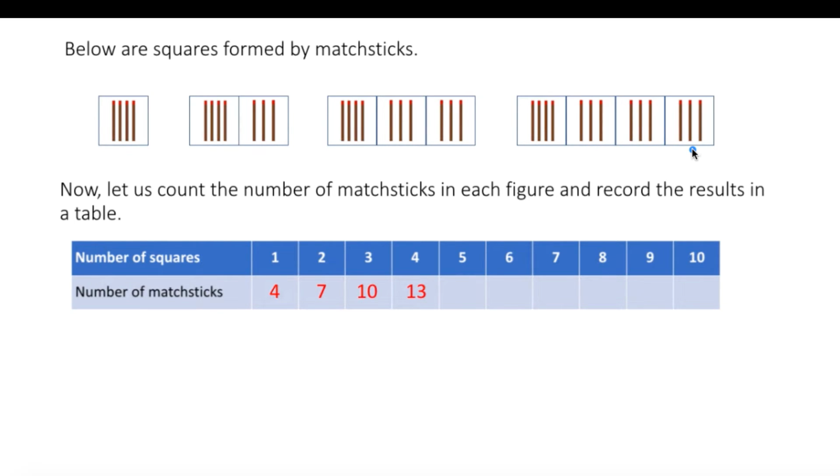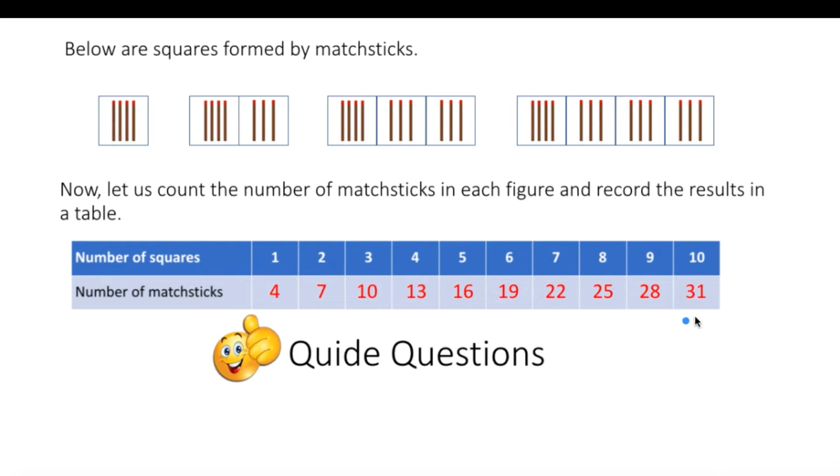Now let's fill in the rest of the table. Do you think you can identify the right answer? If your answers are 16, 19, 22, 25, 28, and 31, you did a great job. How did you find the answer? Let's answer some guide questions so that we can understand what we have done there in our activity.